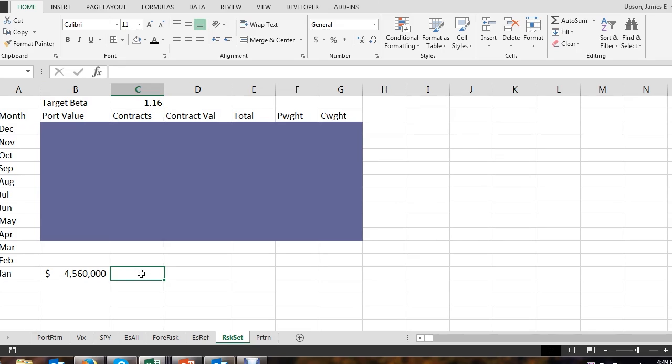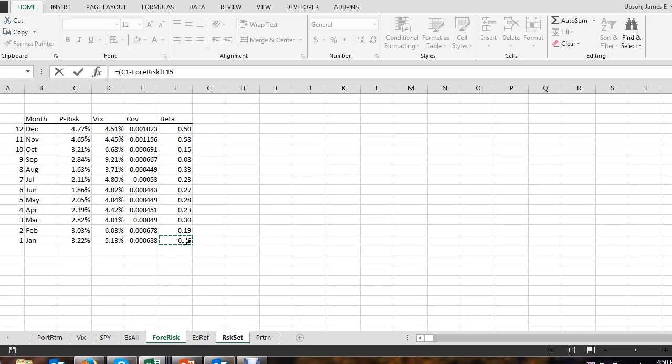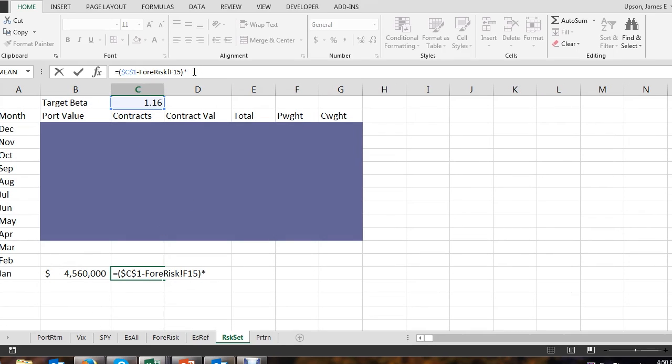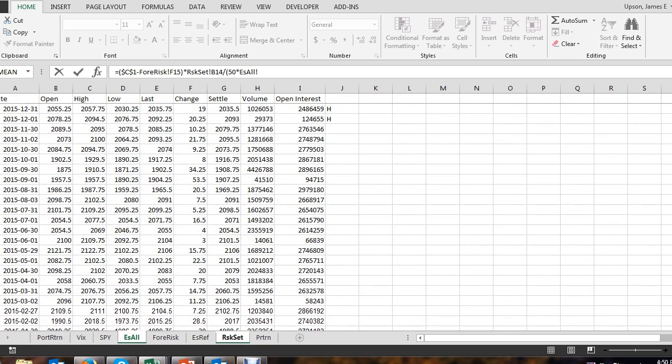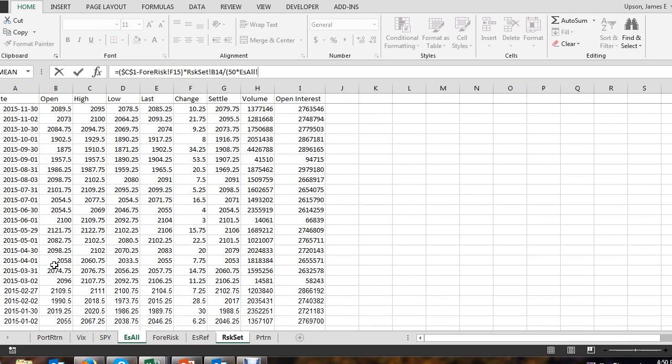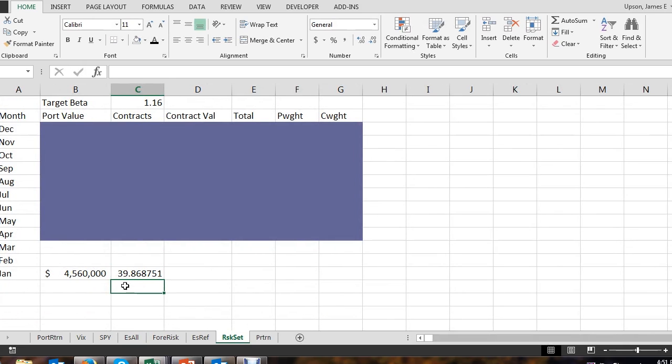Now, number of contracts. So this is going to be equal to my targeted beta, and then I'm going to subtract from that, under my forecast risk, my forecast beta, and then I want my targeted beta to always remain constant, so I'm going to hit F4 at that point. Then we're going to multiply that by the value of the portfolio, and then we're going to divide by 50. Now 50 is the multiplier for the E-mini contract, and then we're going to multiply that by, going over here to S all, ES being ES contracts, all being all the contracts are on one page. So we're going to multiply that by our initial starting value. So that's the January 1st, and it's at the open. So that's the price that we're going to be multiplying by.